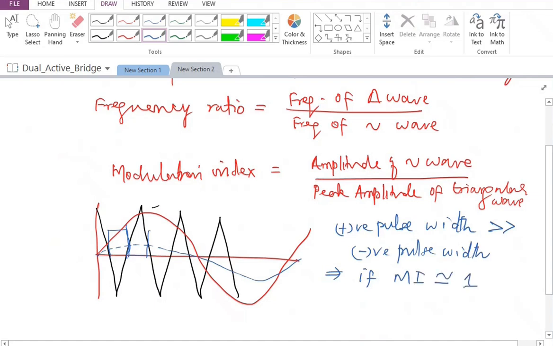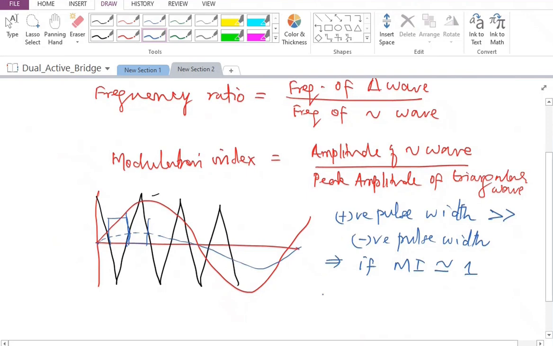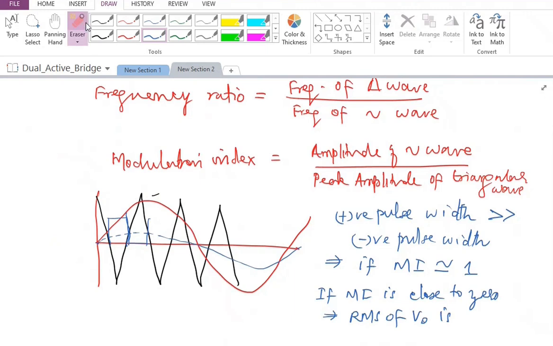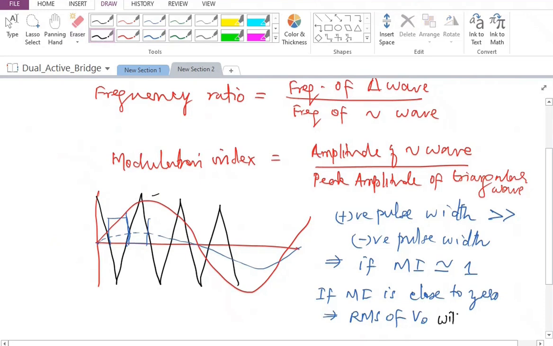If it is going to be close to 1, then we are going to have a very good RMS value because the output pulse width in the positive side will be much wider. On the other hand, if the modulation index is close to 0, then the RMS of V naught decreases. So the RMS value of V naught will decrease if the modulation index is smaller and smaller.